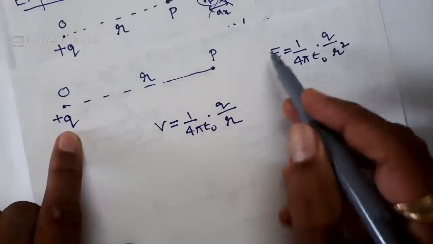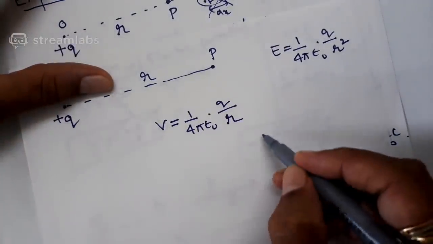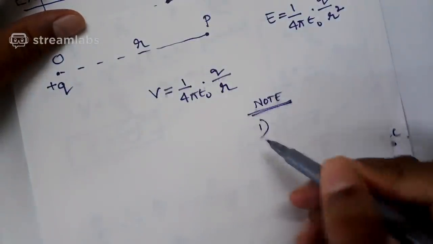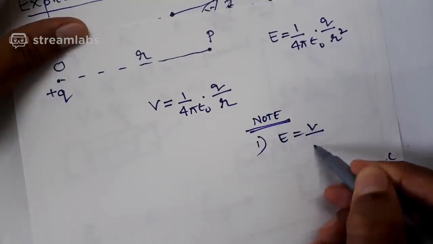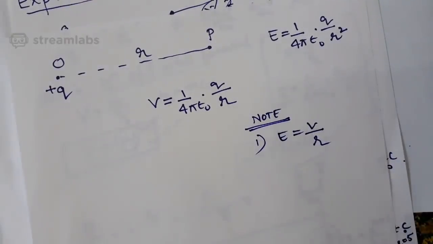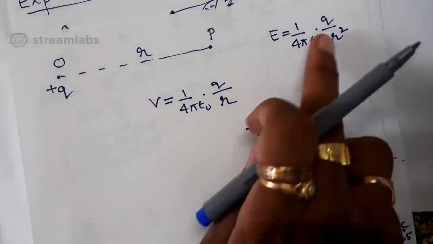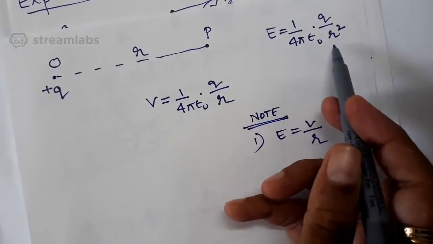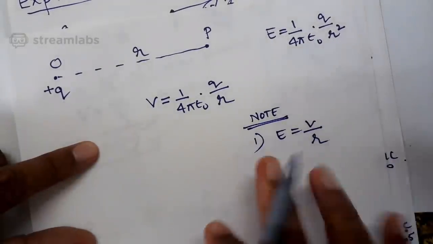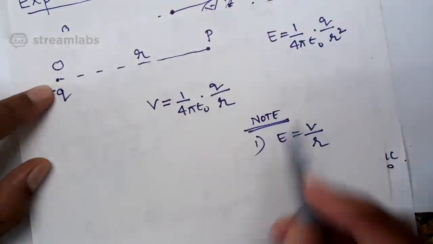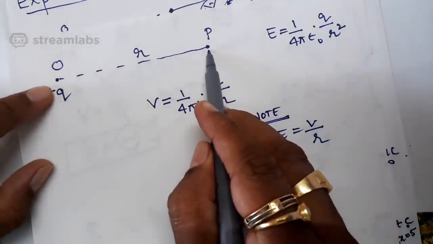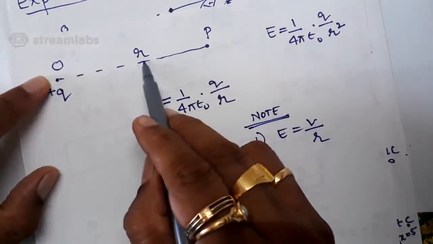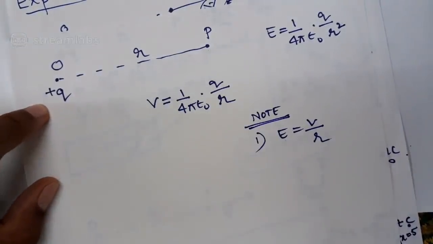If I compare these two equations, one important point I can highlight here is, can I relate E and V as E is equal to V by r? Just look at the equations for E and V. If you divide V by r, surely I'll get 1 by 4 pi epsilon naught into q by r square, no? Of course, this formula is applicable under the condition where E is the electric intensity at a point P due to a plus q charge and V is the electric potential at point P due to a plus q charge which is at a distance r from the plus q charge.